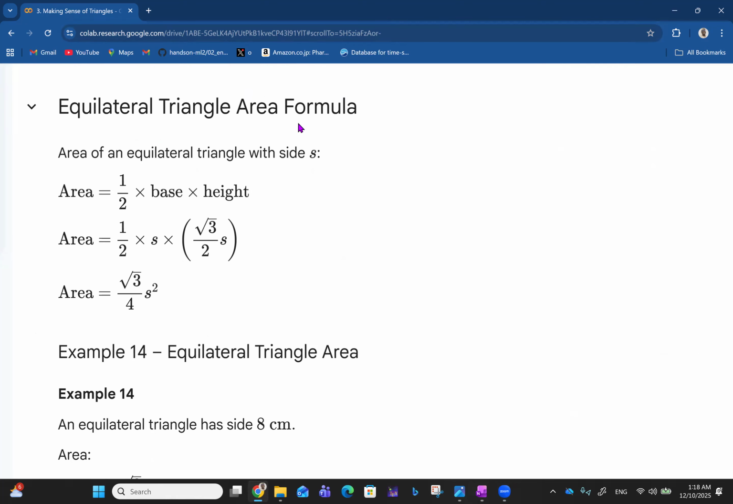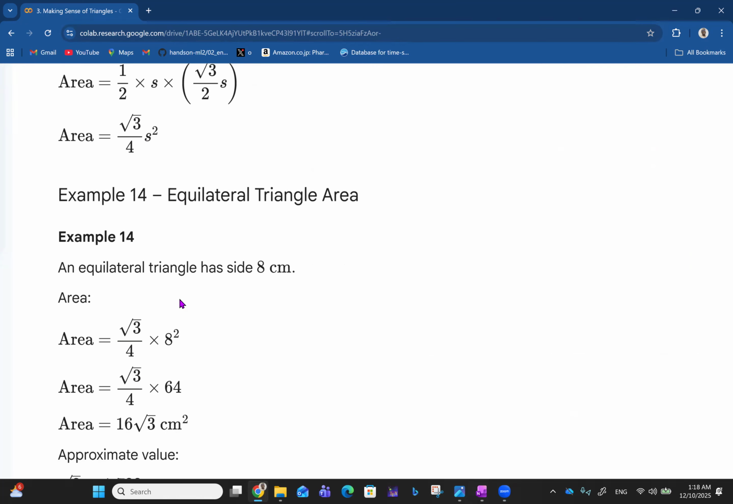So, imagine the area of an equilateral triangle with side S. Area is half times base times height. That's half times S. The height is root 3 over 2 S that we found. So the area is root 3 over 4 S squared. For an equilateral triangle, root 3 over 4 S squared is always the answer.